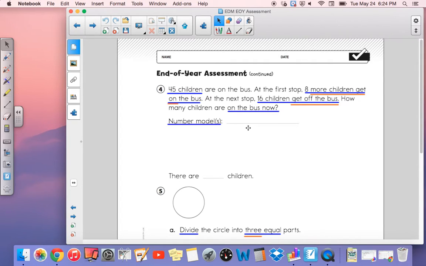45 children are on the bus. 8 more children get on the bus. 16 children get off the bus. How many are left? Remember the keywords in the story problem that help indicate what you are to do, either adding or subtracting. Do your work down here and put your answer here, please.